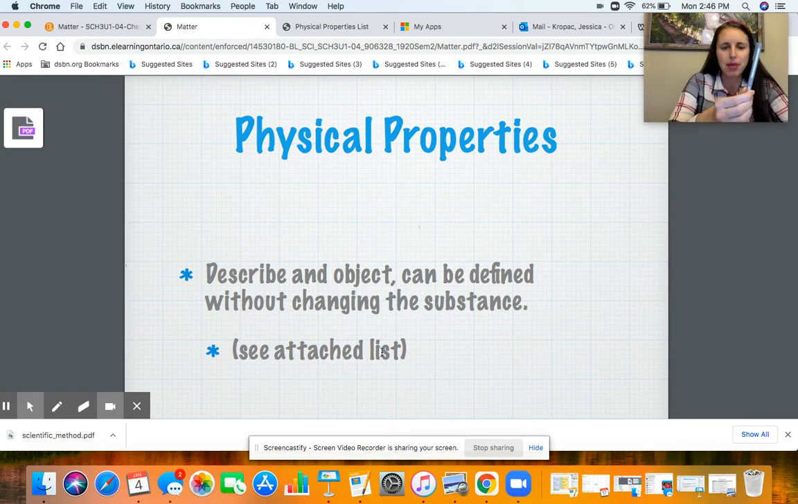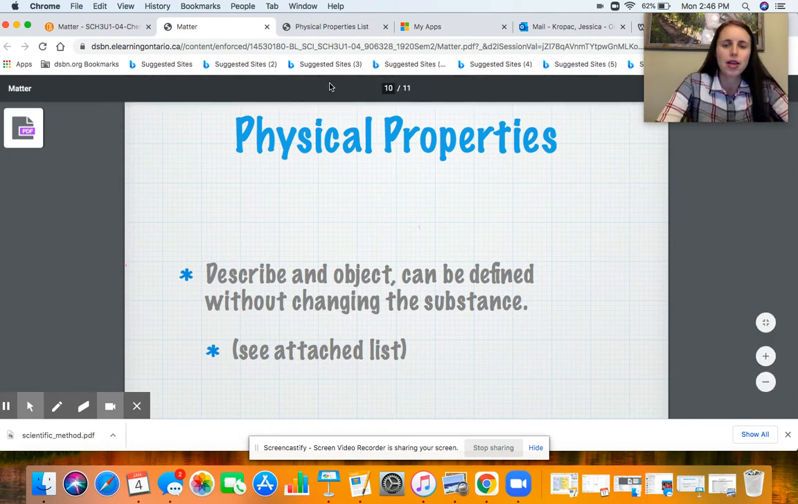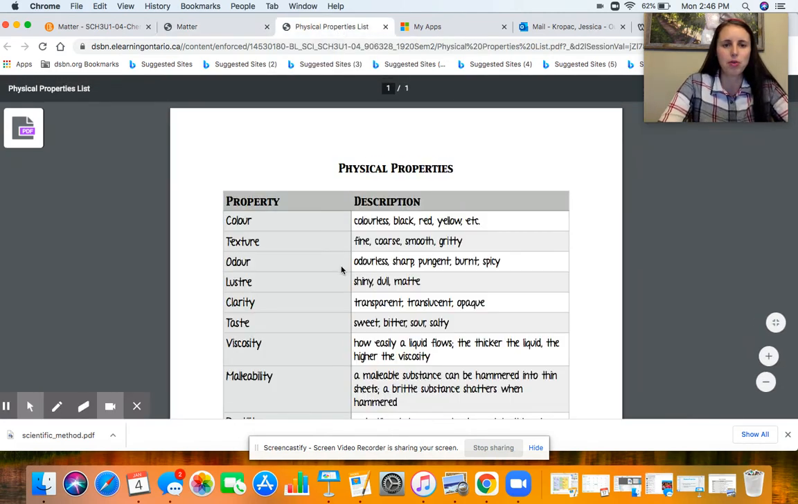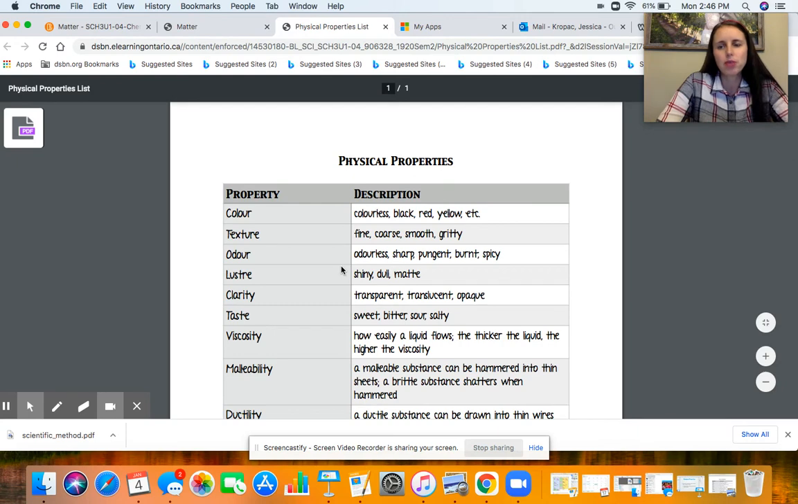So again, you have my pen. You can actually describe what this pen looks like, right? It's gray, it's shiny, it's a solid, and I didn't make any changes while describing what it looked like. There are a lot of physical properties. So in your lesson, in your link, I provided you with this list. You might want to print this list or store this list because I'm always going to ask you for physical properties during a lab. You're going to want to have a couple go-tos.